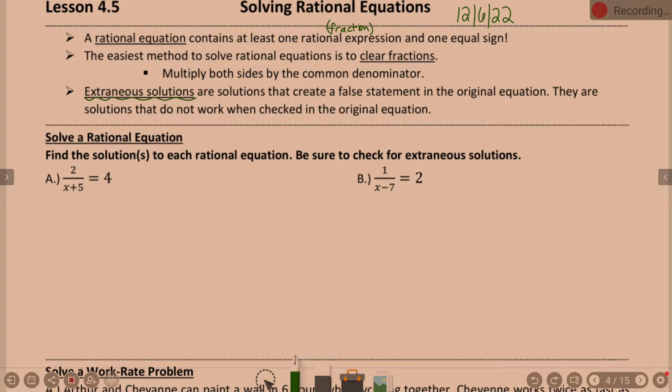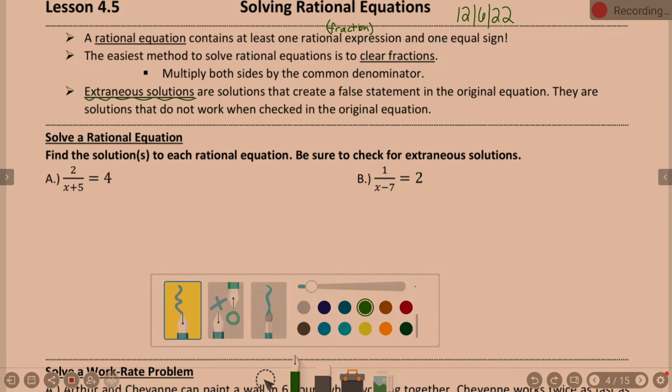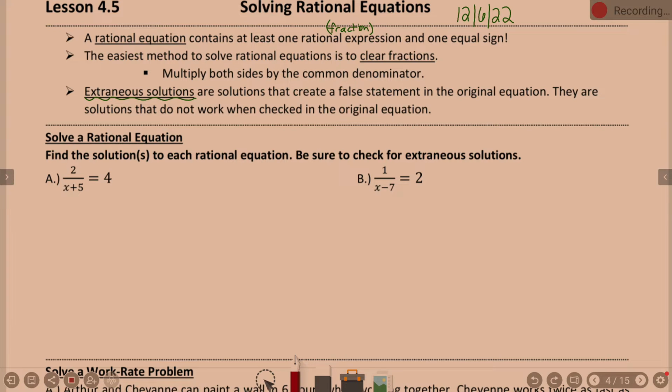Okay? So, now we're going to start basic. Just one fraction here, right? And I'm going to teach this one a little bit differently. So my first equation is 2 over x plus 5 equals 4. Or I can also think of reading that as 2 divided by x plus 5 equals 4. If it's 2 divided by x plus 5, how can I get rid of that fraction? What's the opposite of dividing by x plus 5? And that is to multiply by x plus 5.